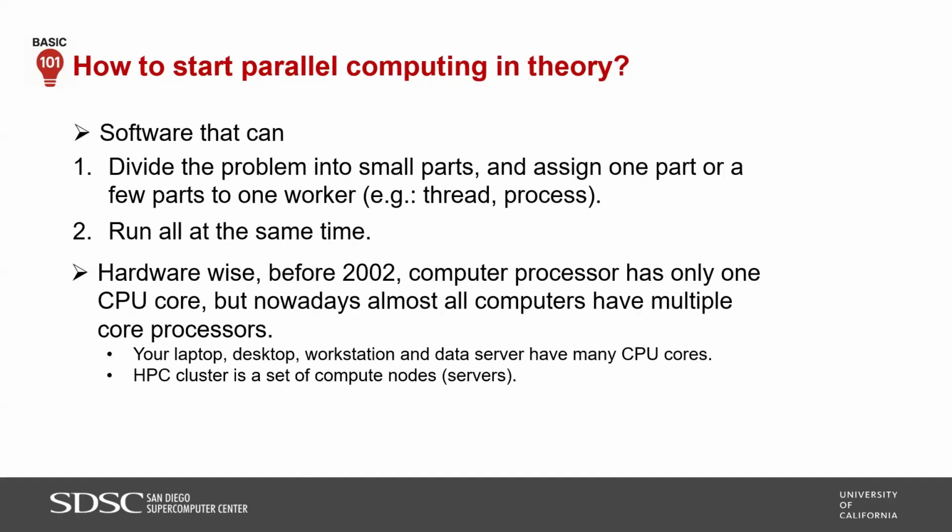If you have software that can run in parallel, like R, R is software that has many parallel functions, and you have hardware that can run parallel computing, like multiple-core PCs, servers, or workstations, then you can be sure that parallel computing is possible.